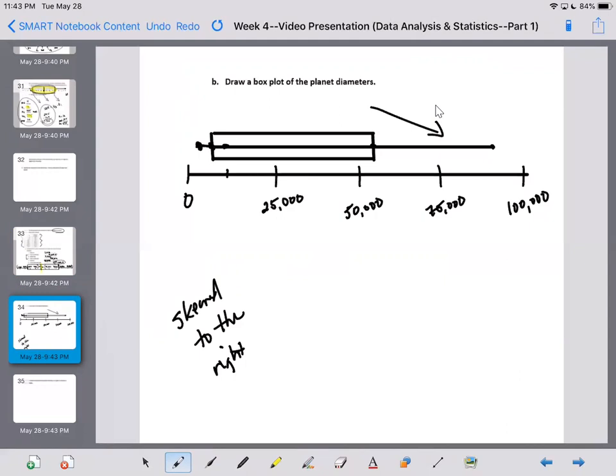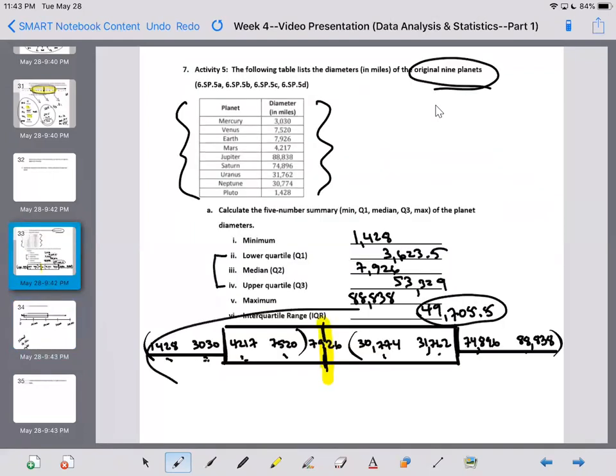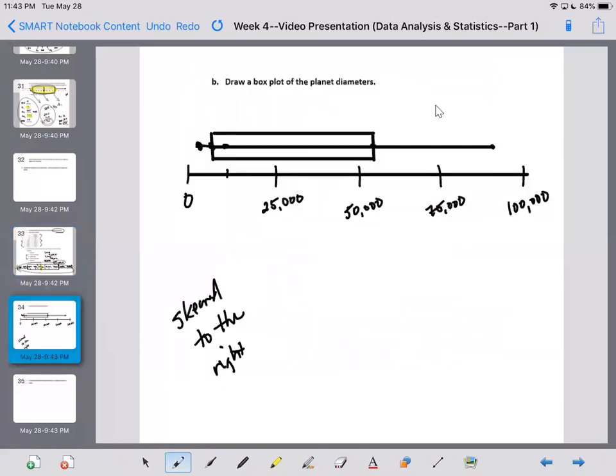We said we had about a 50,000 mile range within 50% of our data. But this is what it would look like if we put it on a scale, as opposed to just writing the numbers out and looking at the box plot. So scale gives you more of an idea of whether this is symmetric or skewed.